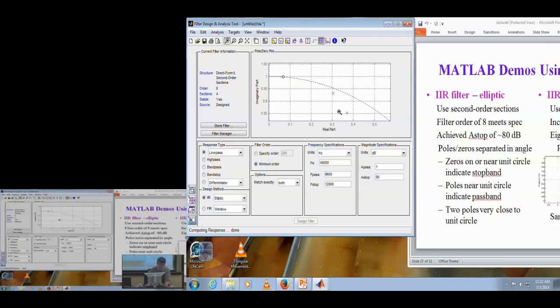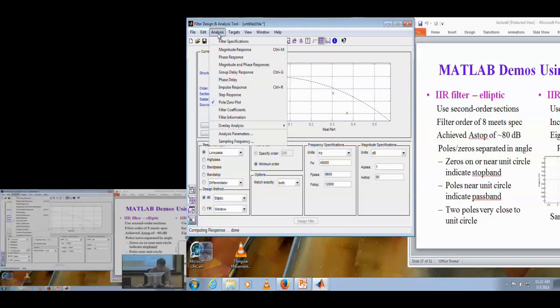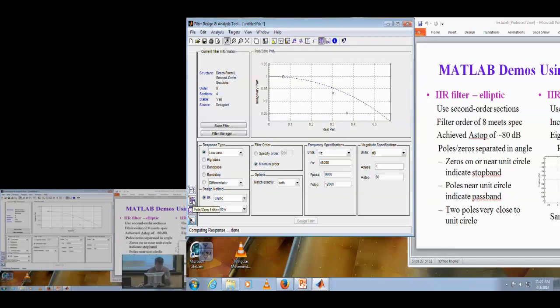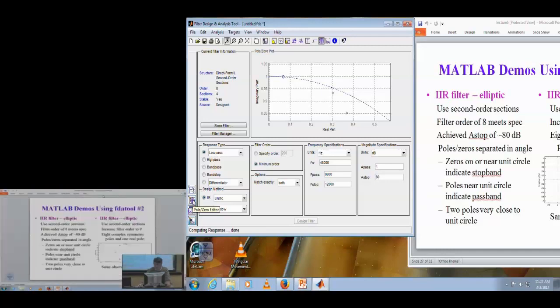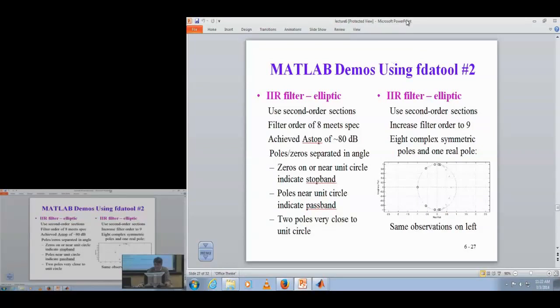One is you can manually use the pole zero tool here. I forgot the name of it now. It's the pole zero editor diagram. It's one of these. There you go. Pole zero editor, and you can actually manually move poles around. Or, as we'll see shortly in the next set of demos, we can constrain the pole radius to be no greater than, say, 0.92 or something.